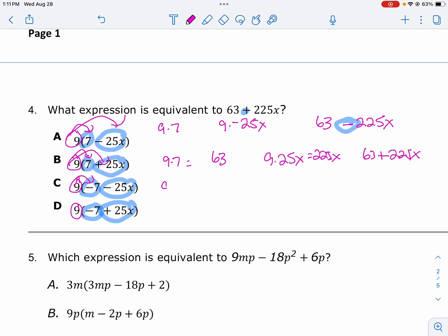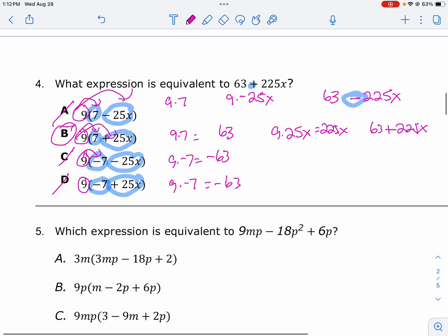Letter B is 9 times -7. Well, that's -63, so I can stop. And D is the same way. 9 times -7 is -63, so I can stop. C and D are out because of the -63. A is out because of the -225x. B is the correct answer.